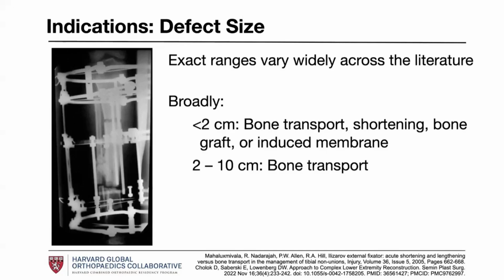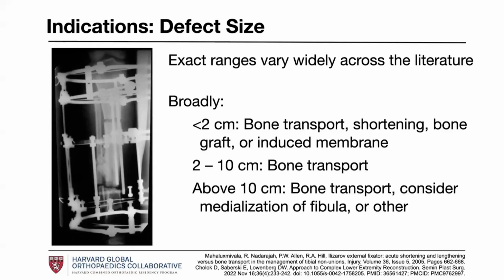Defects between 2 and 10 centimeters are ideally suited for bone transport. And then larger defects above 10 centimeters, or whatever size range you choose to read in the literature, are good candidates for bone transport. You could also consider medialization of the fibula or possibly other techniques, amputation being one of them.